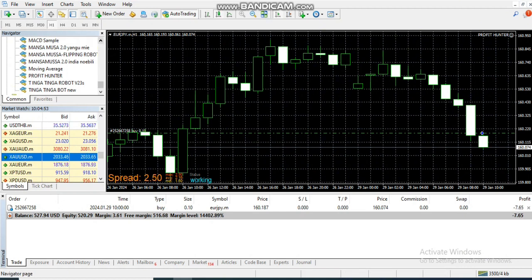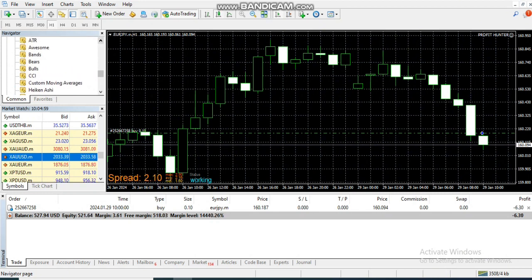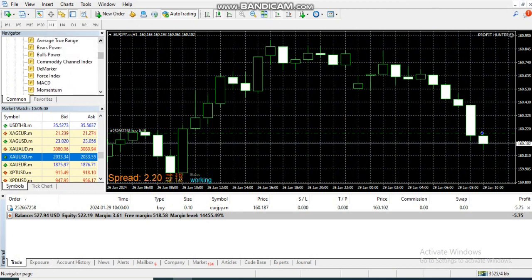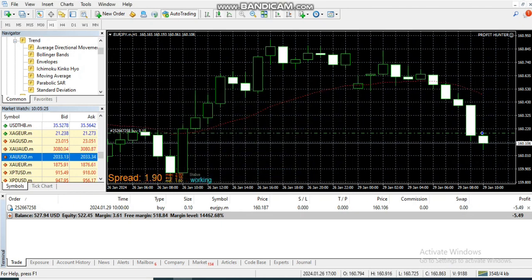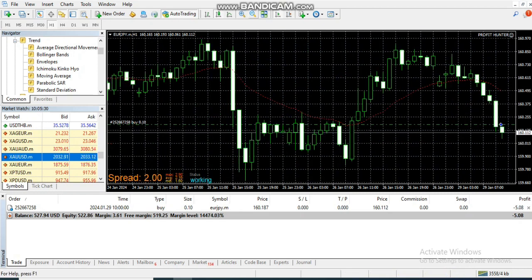I can confirm it by using this strategy. The model already confirmed everything. So what we are going to do now, first of all, is add a moving average. I can put a moving average here, 21 exponential, shift 0, red, and I minimize to see the direction of the market.